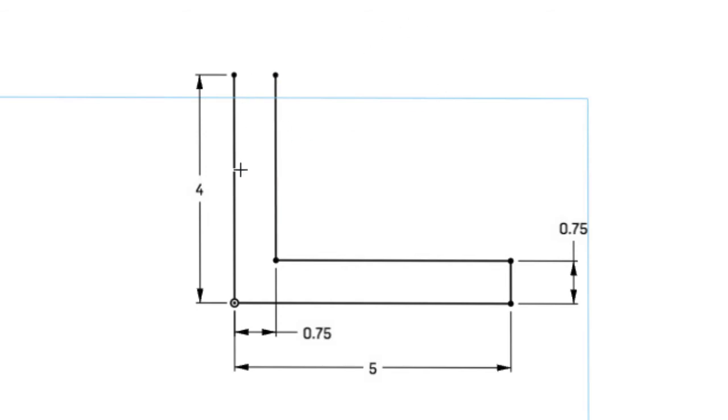Now I want to use this region to create an extrude feature. An extrude feature requires a closed region. So I'm going to draw a line across this open end, and now it turns gray. Gray indicates to me that I have an enclosed region that can be used to create a feature.